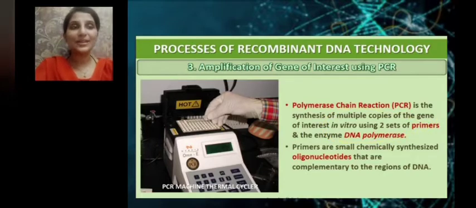So what are these primers? They are small chemically synthesized oligonucleotides. When we learned about DNA replication, these primers are inbuilt inside a cell, so that replication can take place. Whereas when it is taking place in vitro, these primers are chemically synthesized oligonucleotides, very short stretches, that are complementary to the region of DNA. They should attach to that template DNA, so they should follow the principle of complementarity.